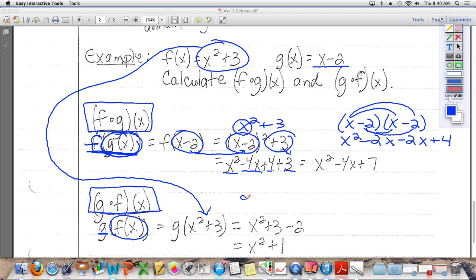So g of x, remember, g of x is equal to x minus 2. So I just take this x value and I replace it with x squared plus 3. So this x right here has to be replaced with x squared plus 3. So I put an x squared plus 3 in it, and then I subtract 2 at the end. When I do that, 3 minus 2 is 1. So I'm left with x squared plus 1.